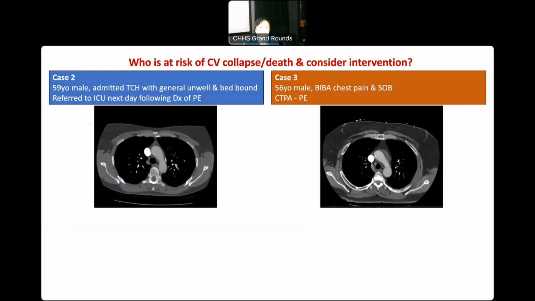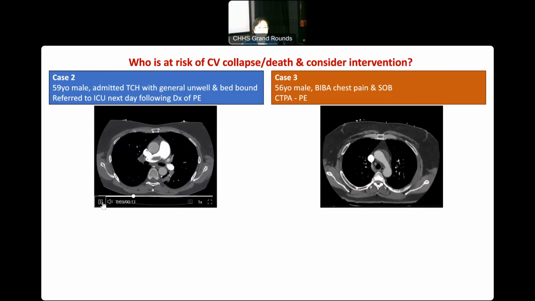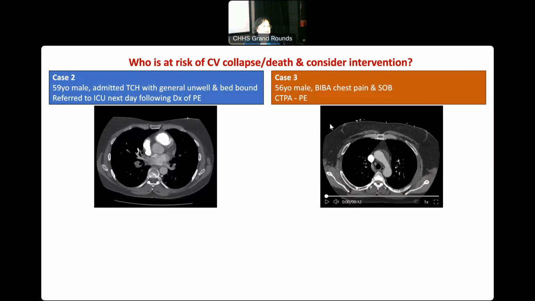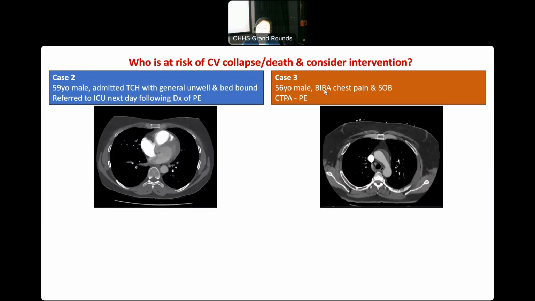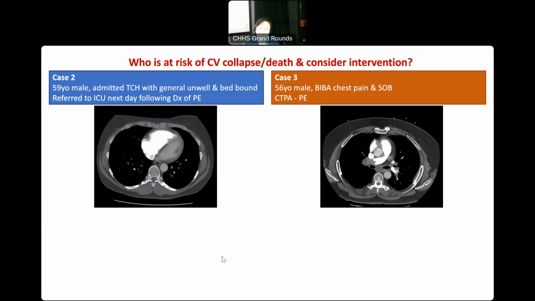These are real cases. We have case 2, a 59-year-old male who came to Canberra Hospital generally unwell, bedbound for some days. He was referred to ICU the next day because he had PE confirmed on CTPA. This is a nasty saddle embolism. We have a similar-aged male who came by ambulance with chest pain and shortness of breath. Again, he is confirmed to have a bilateral PE, which looks quite nasty as well.